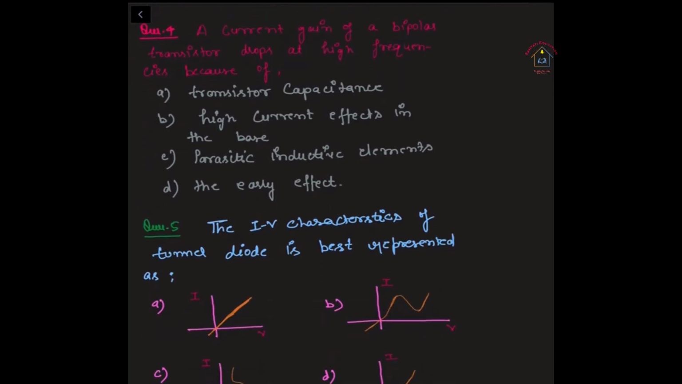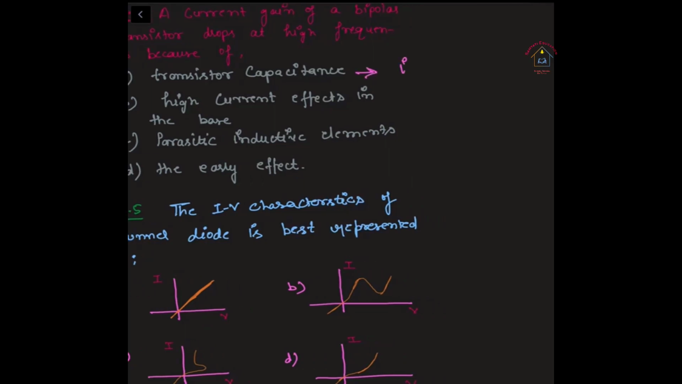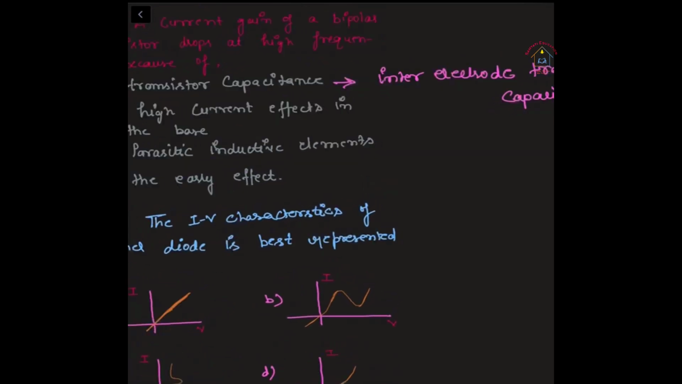Okay, so now the fourth question is, the current gain of bipolar transistor drops at high frequency because of. The answer of this question will be transistor capacitance, also known as inter-electrode transistor capacitance. So the gain of bipolar transistor drops at high frequency because of transistor, or we can say inter-electrode capacitance.